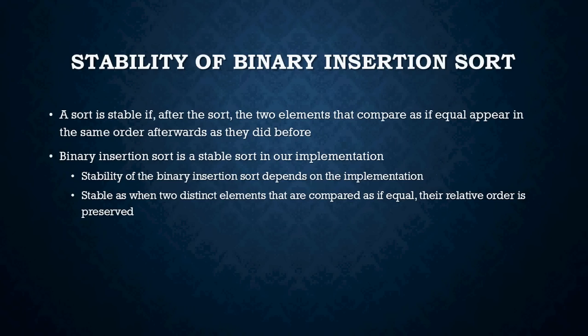Now we'll move on to the stability of the binary insertion sort. A sort is said to be stable if after the sort, two elements that compare as equal appear in the same order afterwards as they did before. The stability of binary insertion sort actually depends on its implementation, and we took care to make sure that it would be stable while we were coding it. In our case it is stable, as when two distinct elements are compared as equal by the binary insertion sort, the relative order from the original unsorted list is preserved.